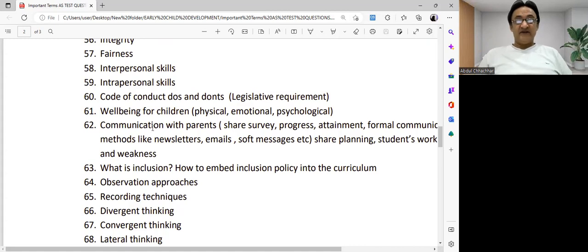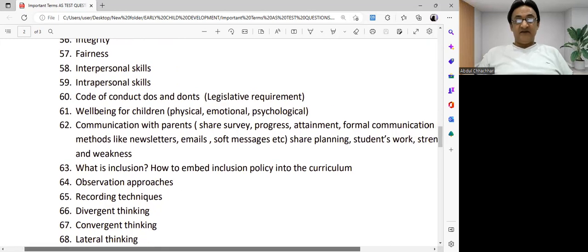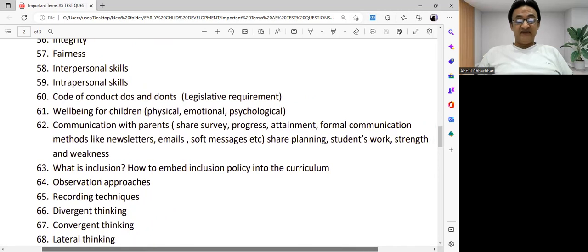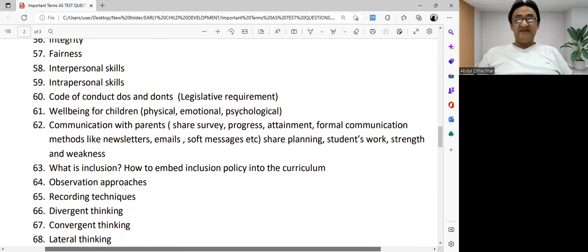How are you going to communicate? This is from the family and parents domain. Communicate with the parents. We communicate in different ways. We share the results in the PTM. We share the progress. We share the attainment, and we share the strengths. We share the weaknesses. And this communication is through soft messages, like newsletters, emails, and any platform through which you are going to be informed.